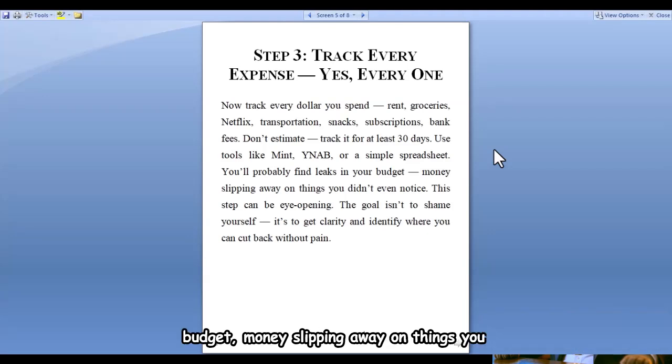Money slipping away on things you don't even notice. These steps can be eye-opening. The goal isn't to shame yourself, it's to get clarity and identify where you can cut back without pain. So now let's go to the next step.